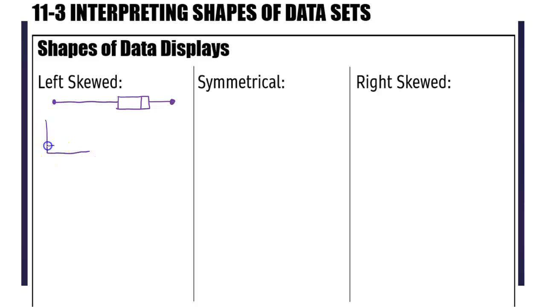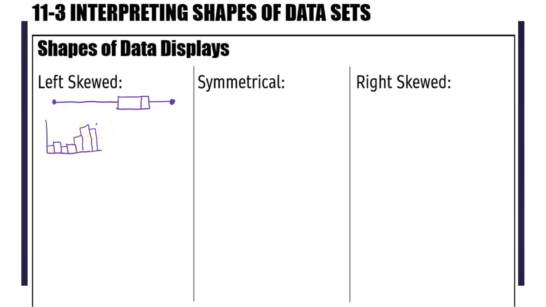In a histogram, you're going to have a tail sort of thing on the left, and then you'll have taller data on the right. So I tried to demonstrate that.